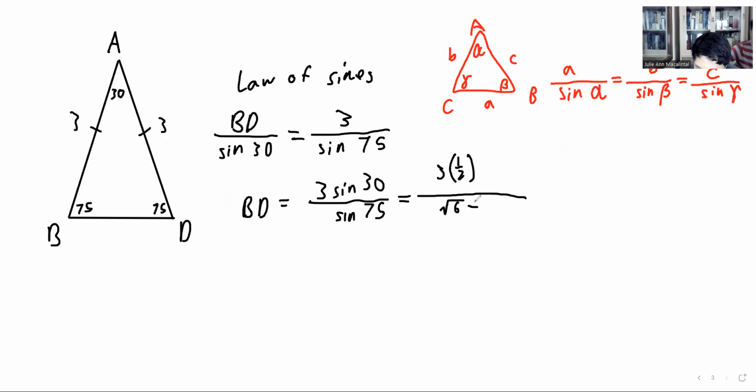Square root of 6 plus square root of 2 over 4. So this will become 3 halves times 4 over square root of 6 plus square root of 2. This will lead to conjugates.